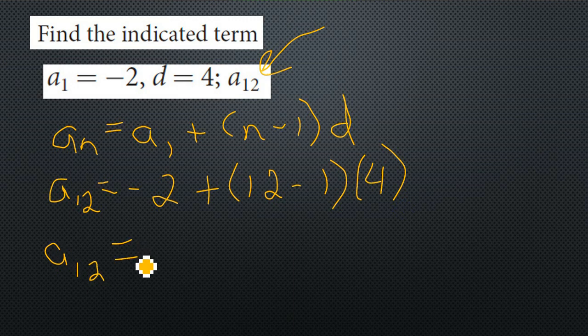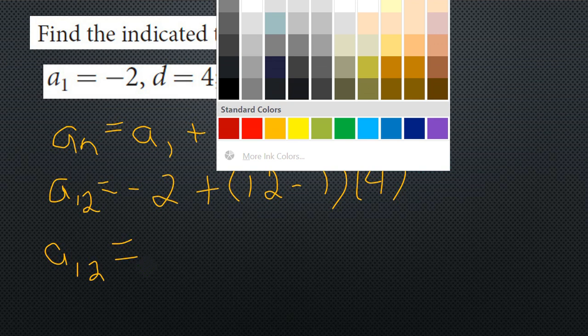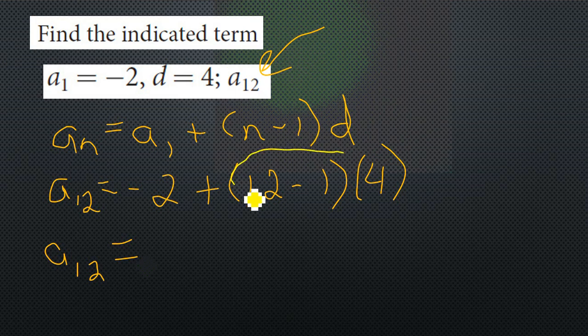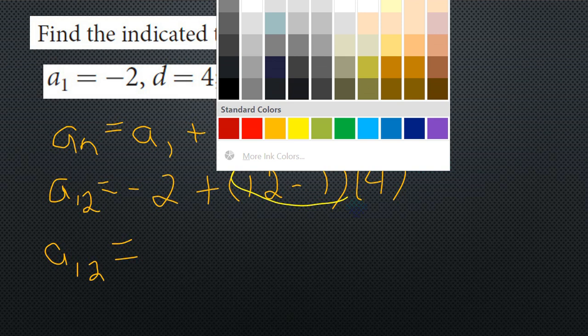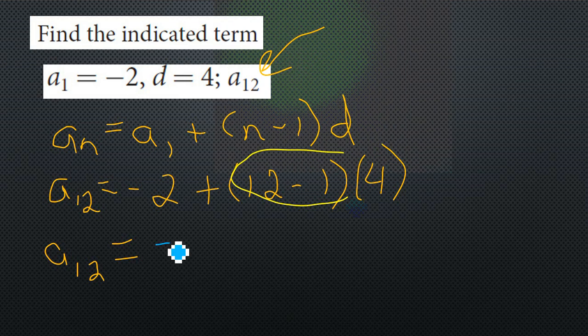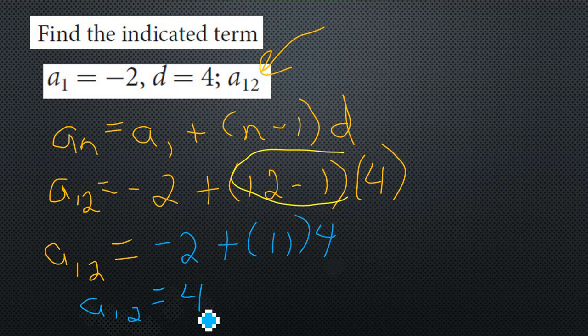So remember, you have to do your parentheses first according to PEMDAS. So you need to focus right in there first. Once we get that done, then we'll calculate the rest of it. So this is going to be 11 times 4, and of course that's 44, and then we take 2 away from that. So our final answer for the 12th term is 44 minus 2, which is 42. So our 12th term is 42. That's how we find an indicated term in an arithmetic sequence.